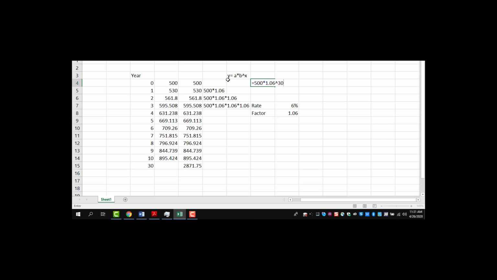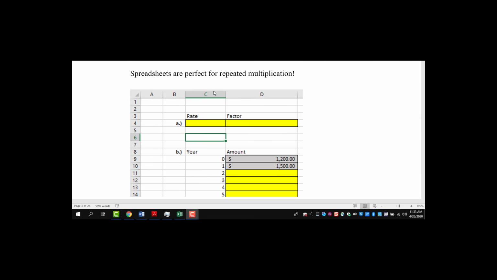So just to review this formula, you have a starting value A. B is your factor, and raised to the X is how many repeats of 1.06 you want, or whatever this number is. So this is a good problem. All we have is you initially put in $1,200 and now you have $1,500. What is the rate increase and what is the factor?